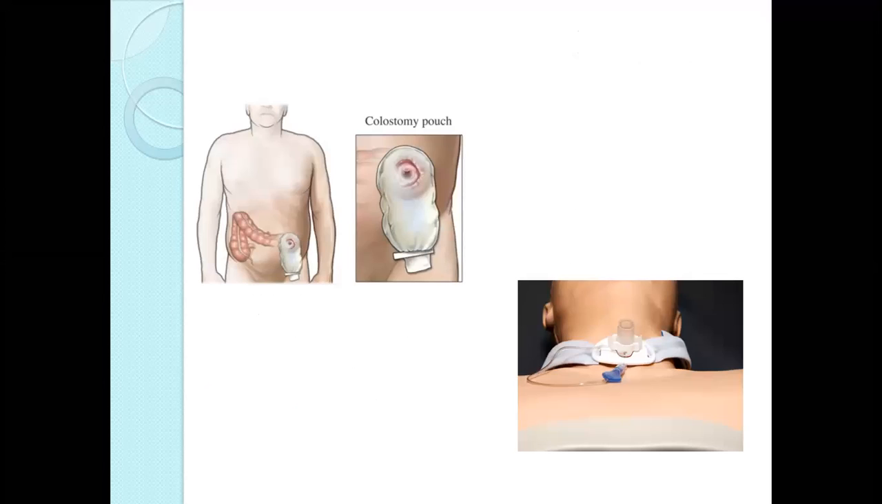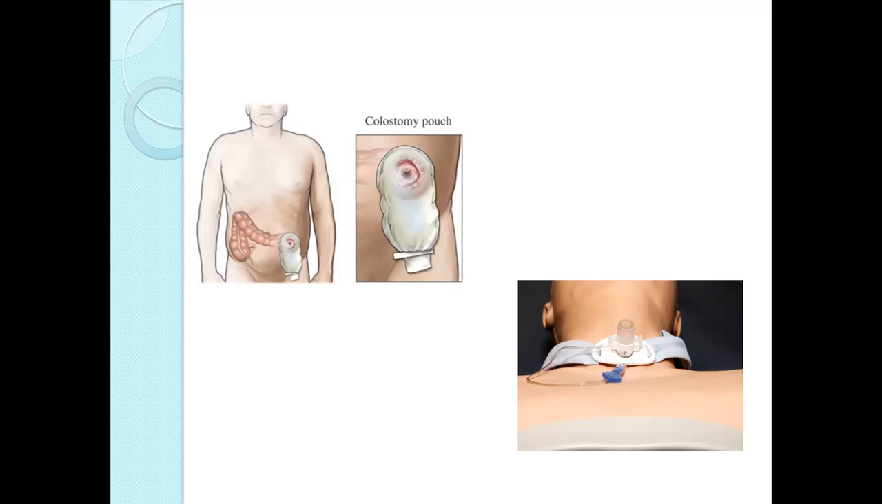Okay, so why do we do this? Suppose a person has cancer of the stomach or cancer of the small intestine or large intestine. In that case, some parts of his intestines need to be removed, and because of that, he cannot defecate the way a normal individual does through the intestine, right? So because of that, they put a pouch that is called a colostomy pouch.